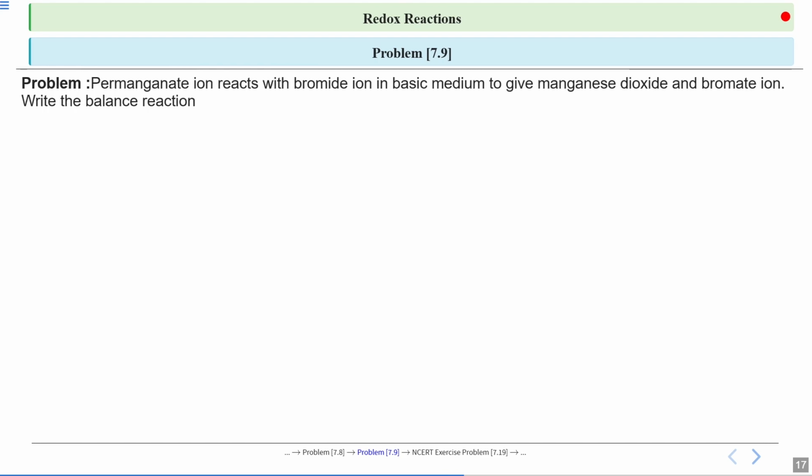Now moving ahead to the next question, that is problem 7.5. In this, you have permanganate ion reacting with bromide ion in basic medium to give manganese dioxide and bromate ion. You have to write its balanced reaction with the help of the oxidation number method. So now you have some time to solve this question, and after that particular time I shall provide you the correct answer to this question.